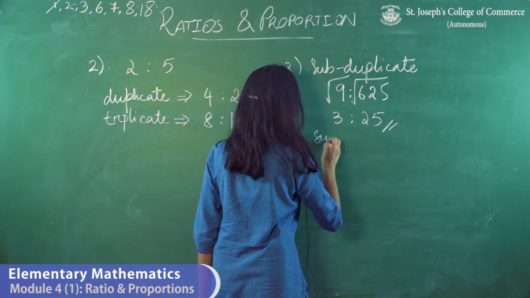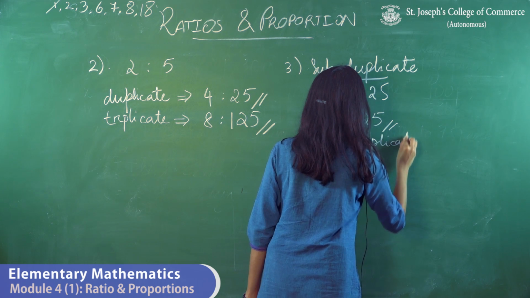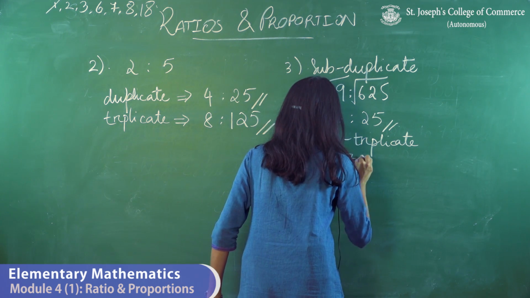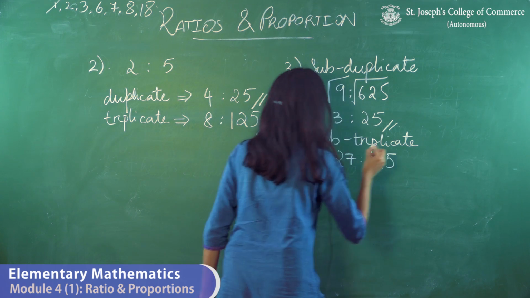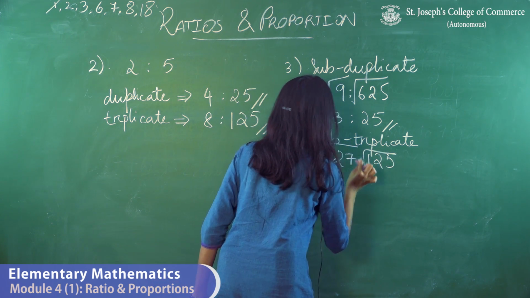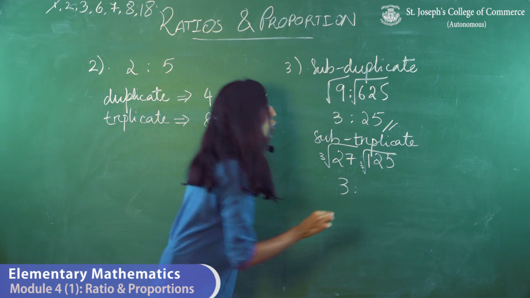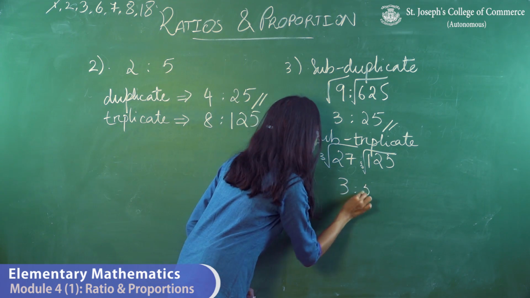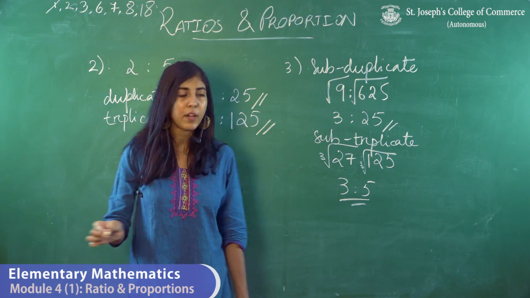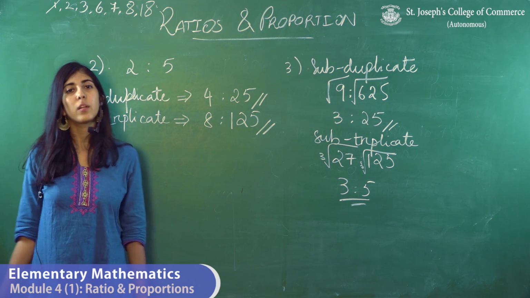Same way, if they ask you to find the subtriplicate of 27:125, I need to cube root it, and the cube root of 27 is 3 and the cube root of 125 is 5. Therefore, the subtriplicate of the ratio 27:125 is 3:5. These are the 4 types of things that we have learnt.